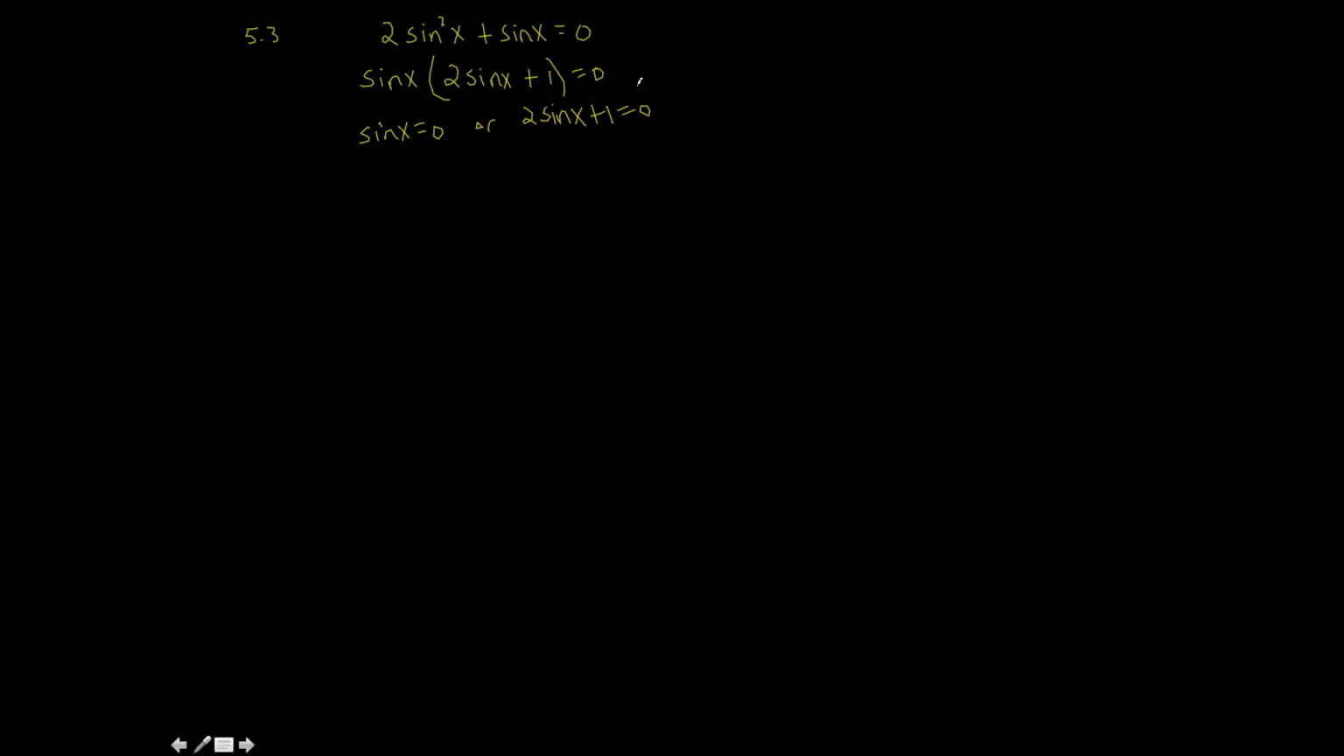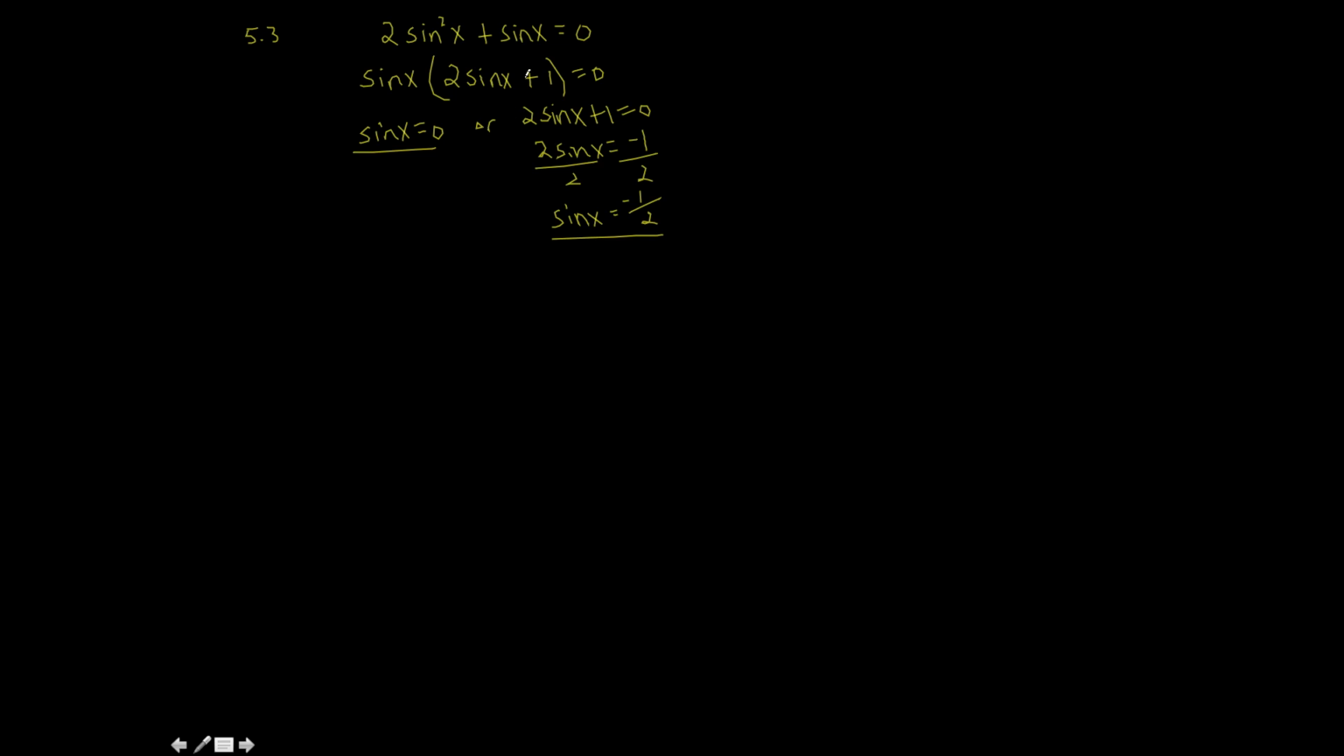Now, of course, on this first factor, we already have sine x equals 0. On the second one, we would need to solve, and so that gives me a -1, and then divide by 2. So sine x equals -1/2. Okay, sine x equals -1/2. Now, these are your two equations that you need to look at to try to solve.